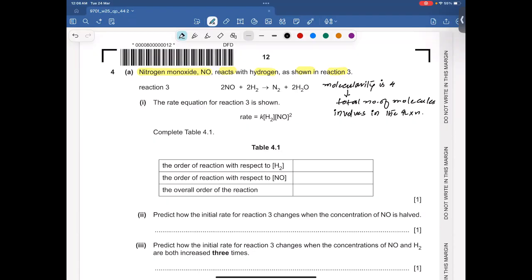Okay. Rate equation is given surprisingly. So with respect to hydrogen, it is first order. And with respect to NO, it is second order. So overall order is going to be third. Okay. So with respect to NO, it is second order. With respect to hydrogen, it is first order. And overall order is basically third.